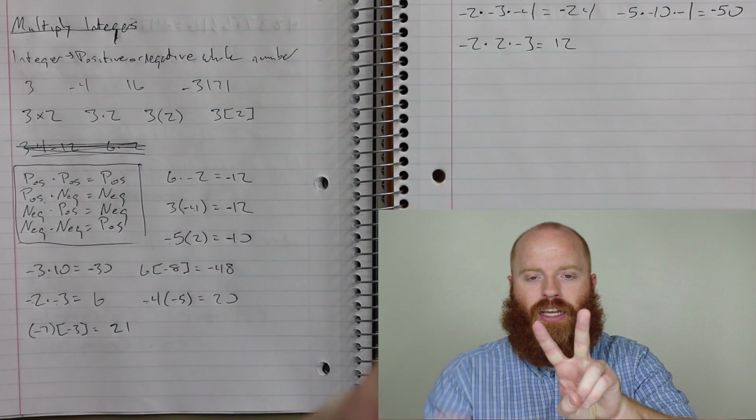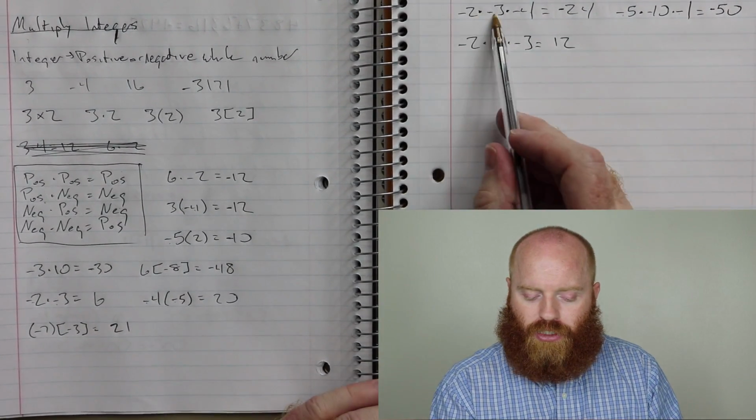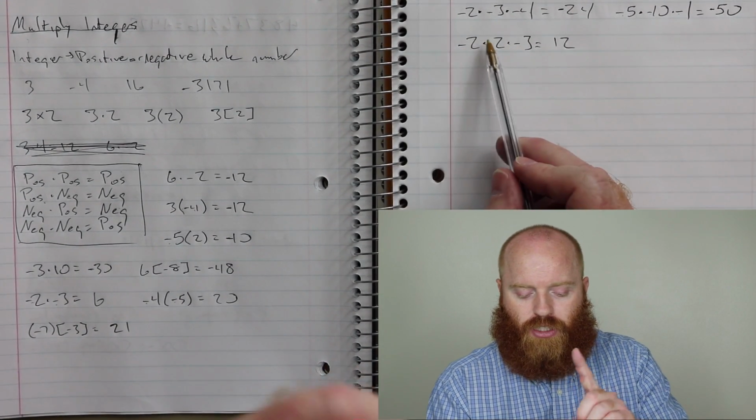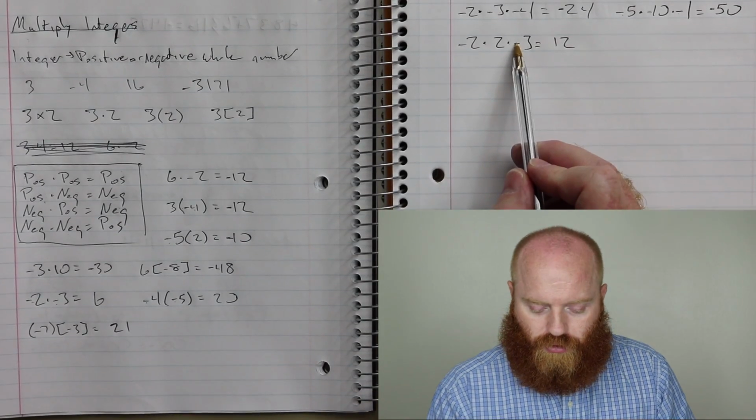This time there are only two negatives. They canceled with each other. I don't care if they're next to each other. I don't care if they're across. This negative stays until it cancels. So the answer is 12.